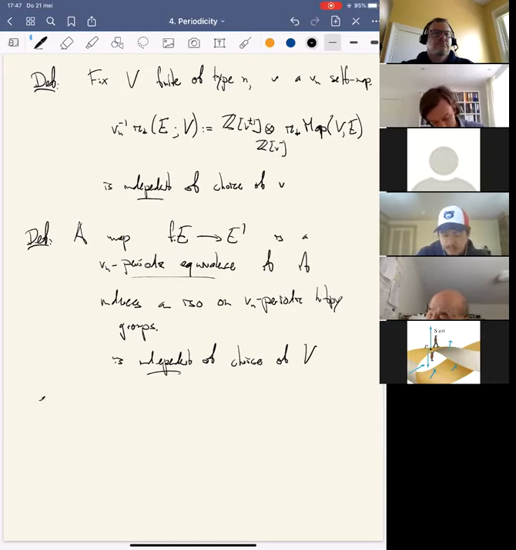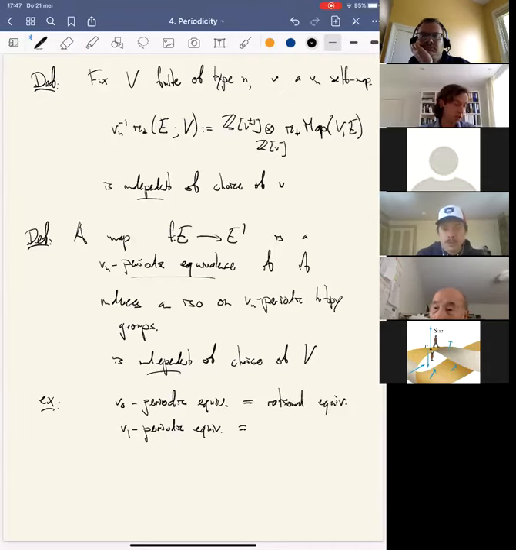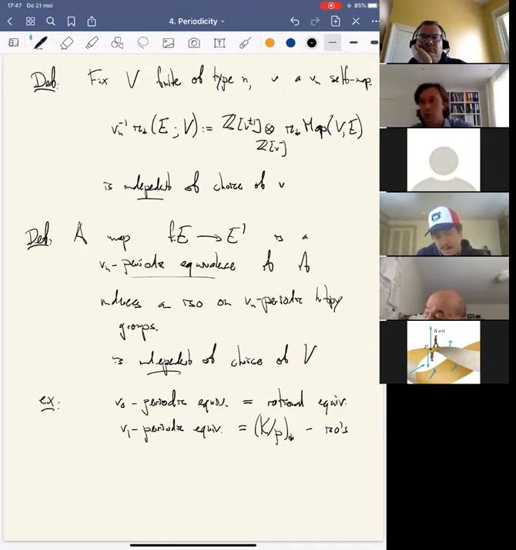So again, maybe just quick examples. A V0 periodic equivalence, that's just a different way of saying rational equivalence. And these V1 periodic equivalences, they also admit a maybe more familiar description. These are exactly the K-theory mod P equivalences, so maps inducing isomorphisms in K-theory mod P.